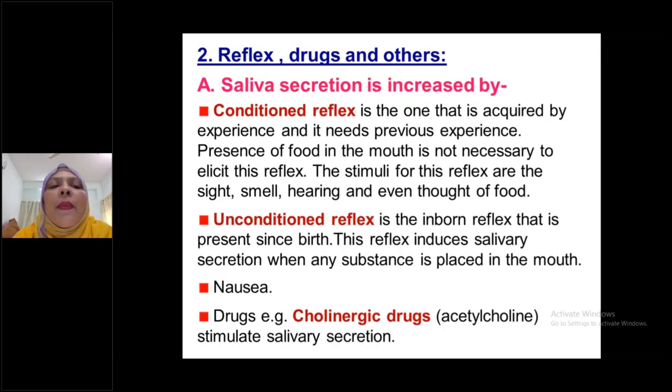Now number 2, reflex, drugs and other things. See here, saliva secretion is increased by some reflexes, also by drugs.